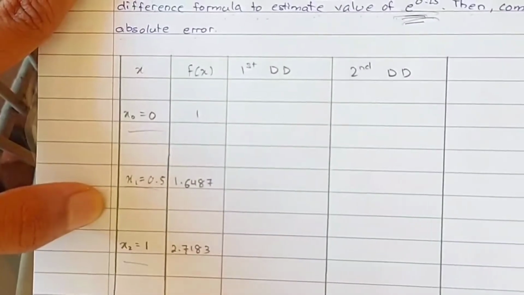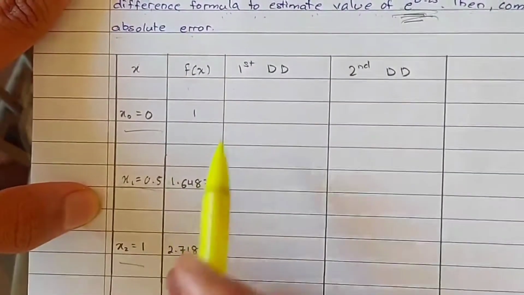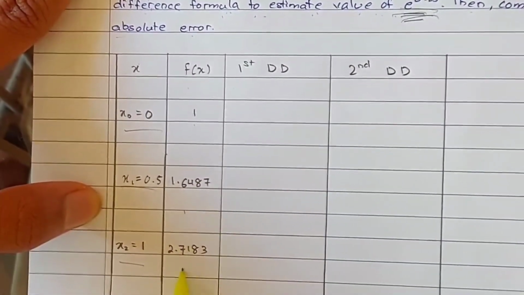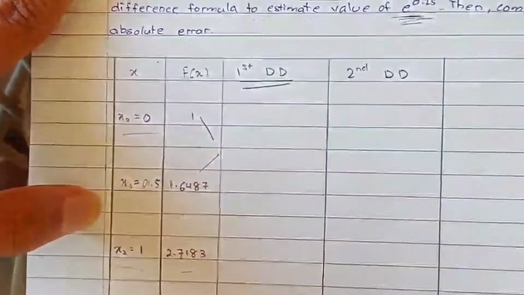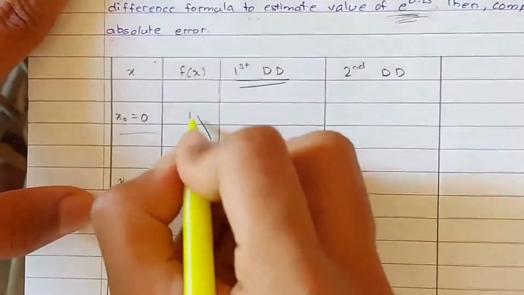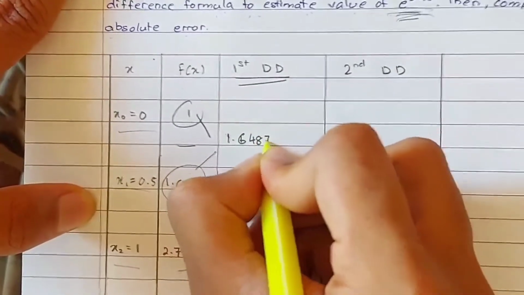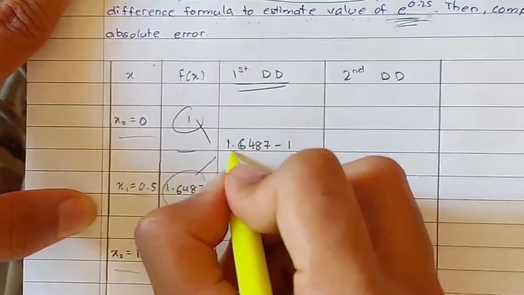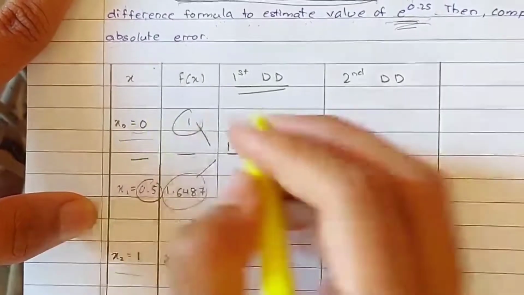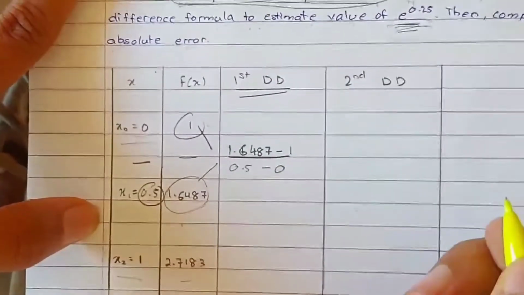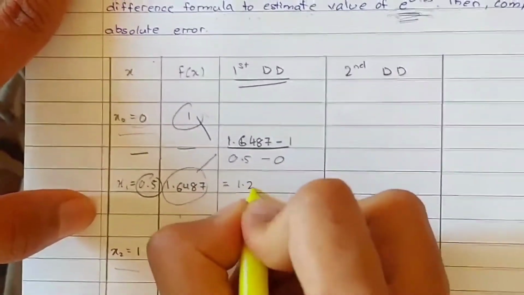Under these two columns, x and f(x), we have x0 equals 0, x1 equals 0.5 and x2 equals 1, whereby under the column of f(x) is 1, 1.6487 and 2.7187. So the first DD is 1.6487 minus 1 over 0.5 minus 0, which equals 1.2974.